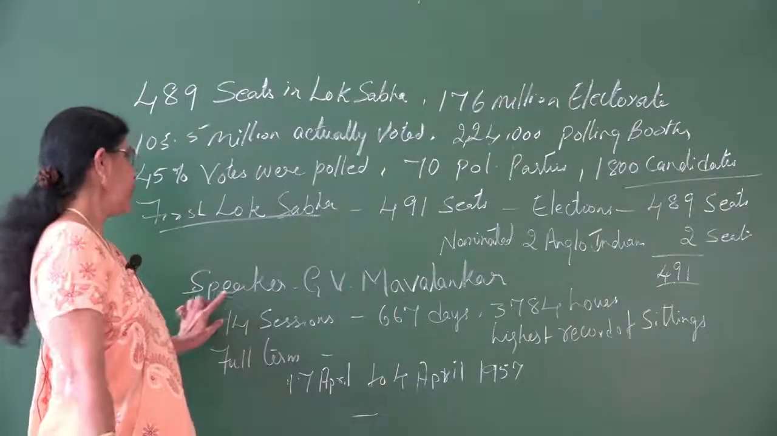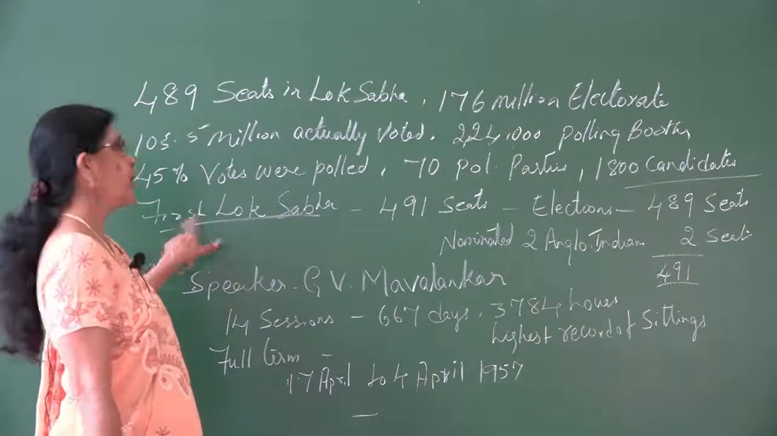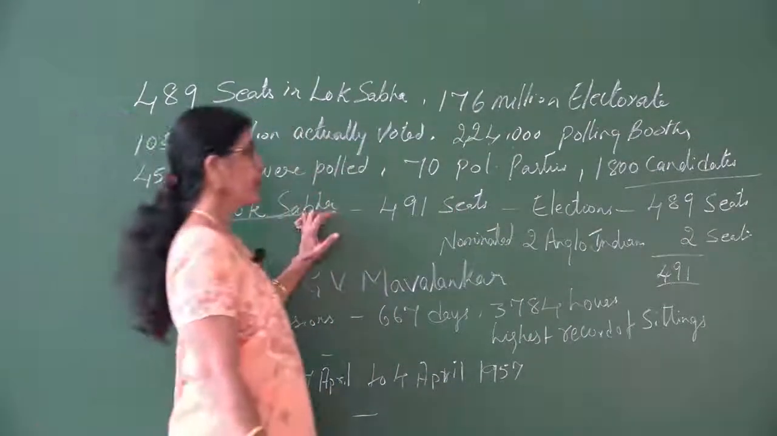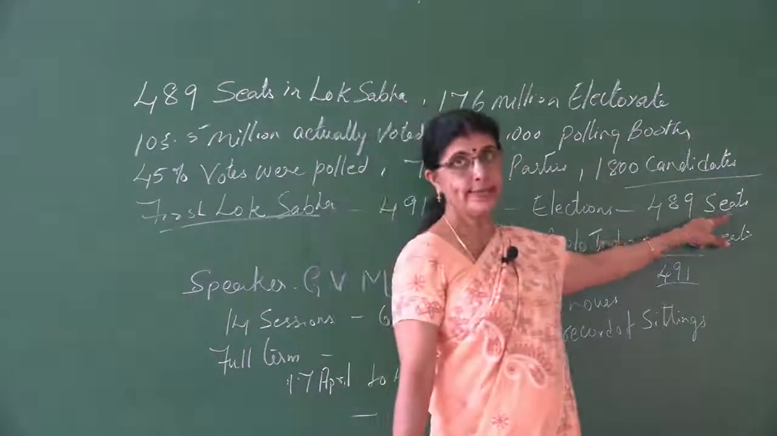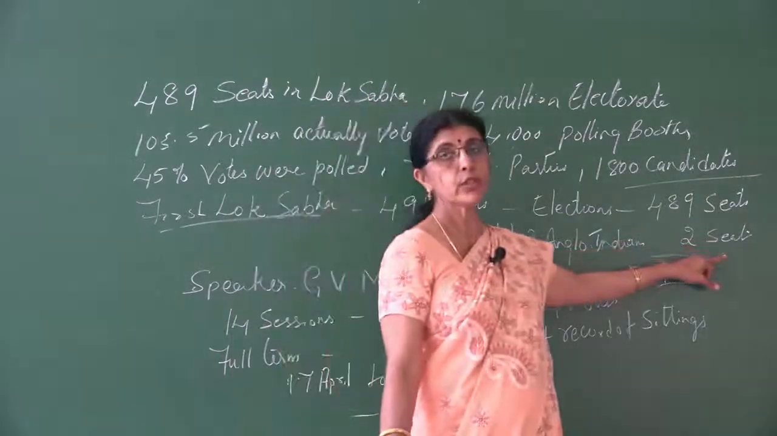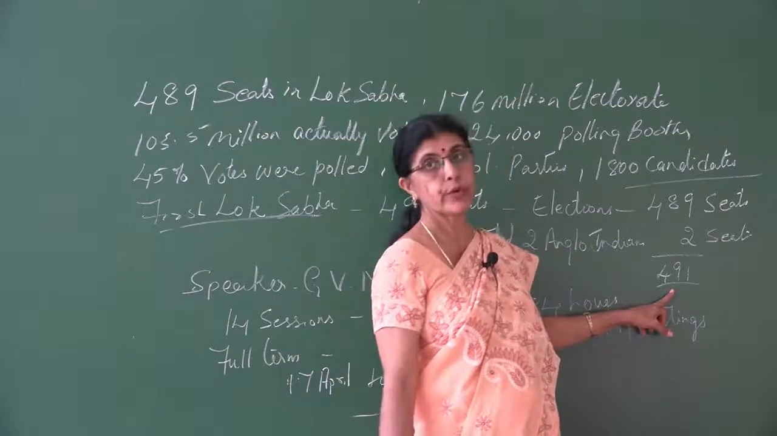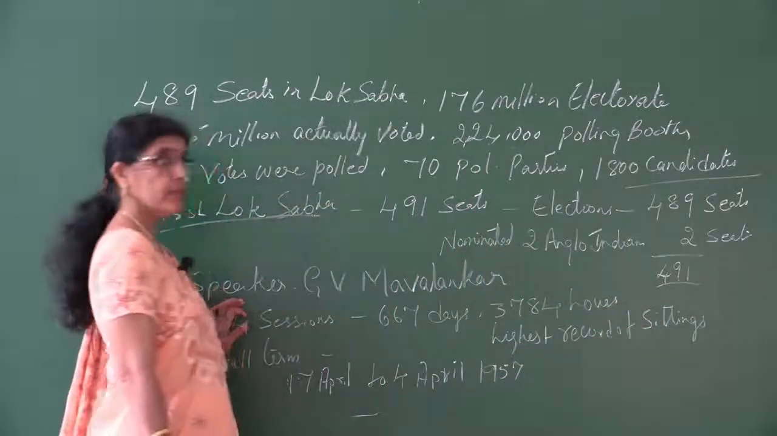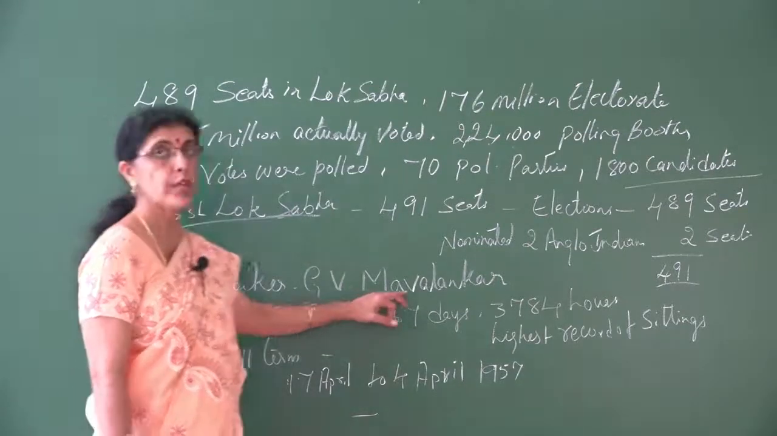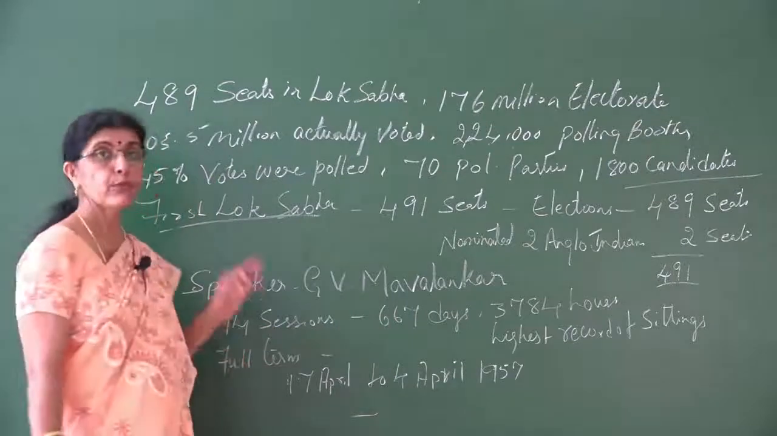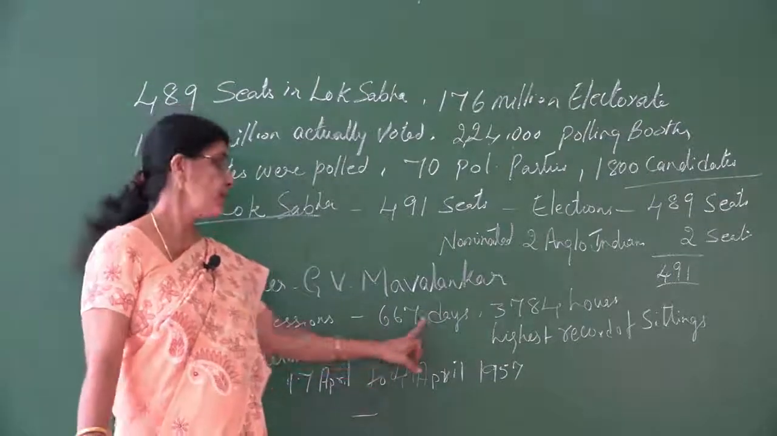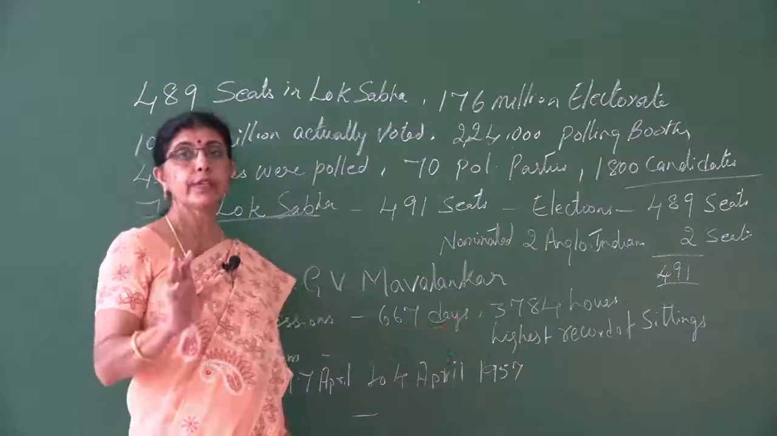Now, after the elections, the first Lok Sabha consisted of 491 seats, as we had mentioned. Of that 491, 489 seats were elected, and 2 seats were nominated for 2 Anglo-Indians, hence 491 seats. The first speaker of the Indian independent Lok Sabha was G.V. Mavalankar. There were 14 sessions held, which was the largest. And in these 14 sessions, 667 days of sittings had taken place.